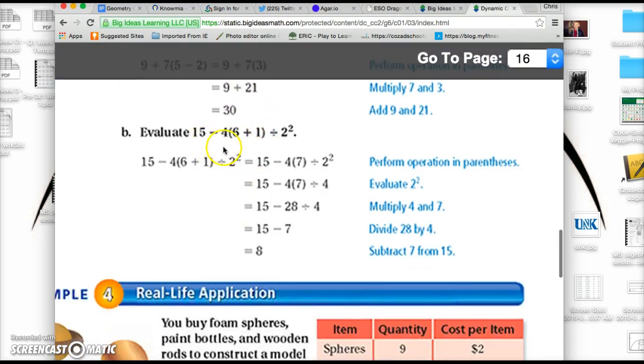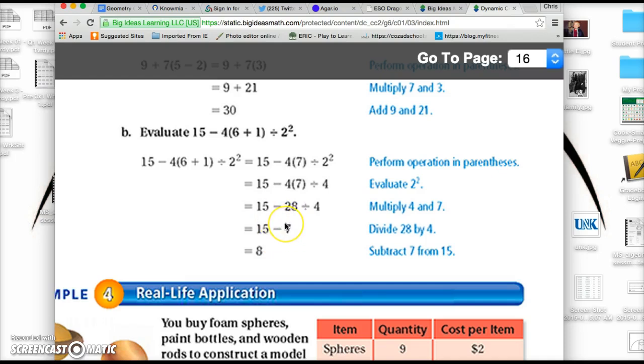Example B, 15 minus 4 times the quantity 6 plus 1 divided by 2 squared. So again, we always do parentheses, then exponents, then multiply or divide, then add or subtract. So notice here, they take 6 plus 1 and they perform that operation in the parentheses and get 7. Then we have to go clear to the very end of our problem and take care of this exponent. Notice that everything about this problem is the same in the next step, except for the fact that they evaluated 2 to the second power and got 4. Now we cannot subtract before we divide, so we need to take 28 divided by 4, and we get negative 7 because the 28 is negative and the 4 is positive.